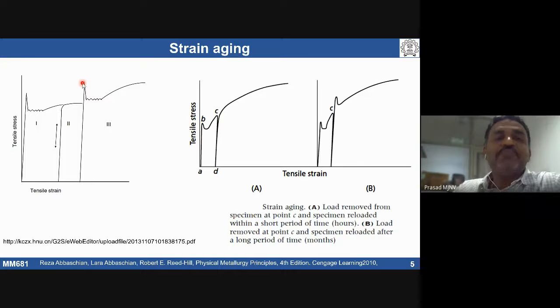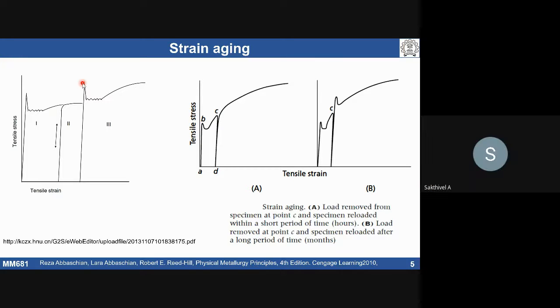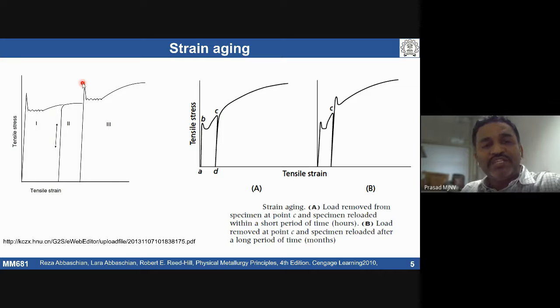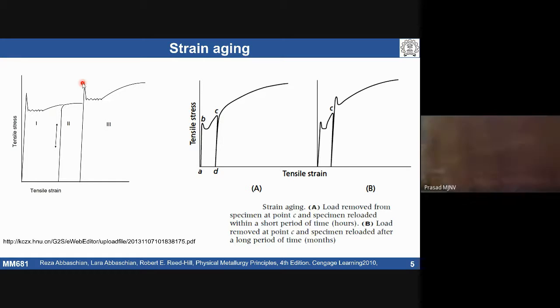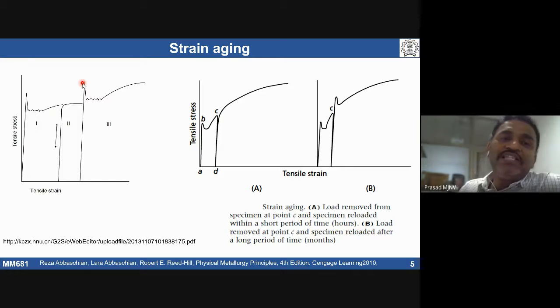Because we always have more solute atoms than required for pinning the complete dislocations. So when you deform the material, more and more dislocations are generated, and at the same time more solutes come in to interact with the additional dislocations. If you assume the carbon atoms form an atmosphere, the entire volume fraction of the atmosphere is going to increase. That requires more stress to unpin the dislocations from the solute atoms.